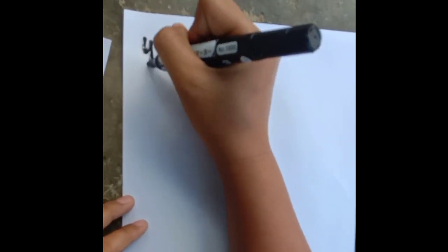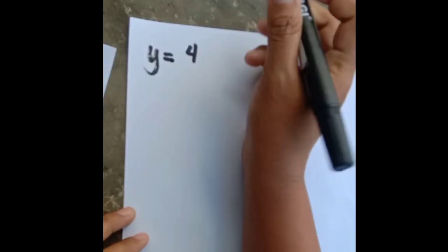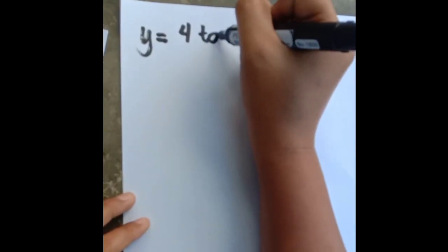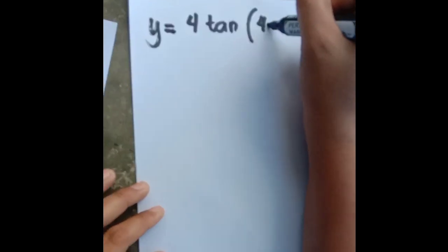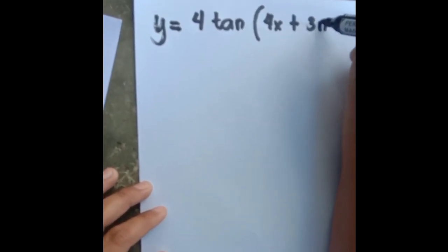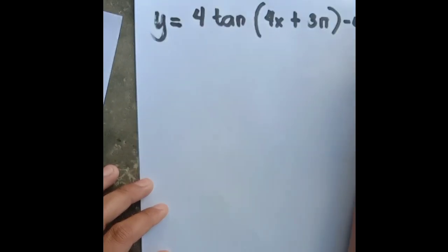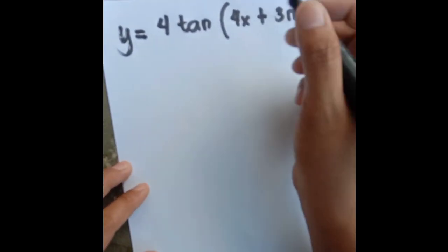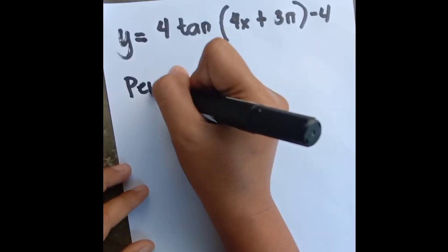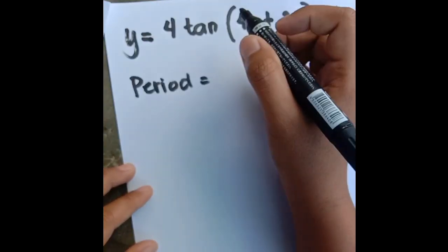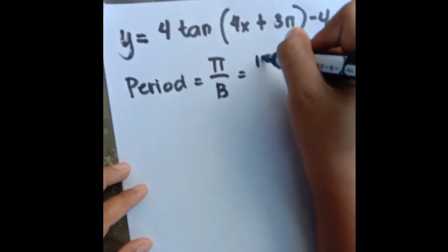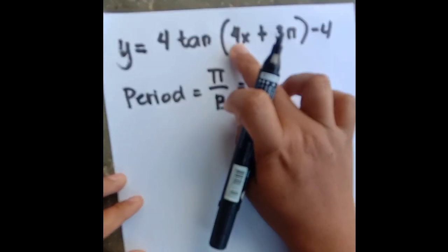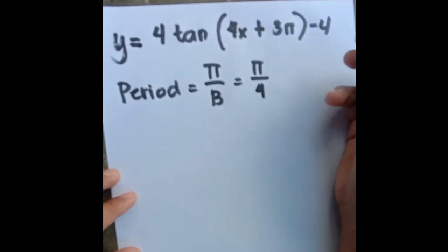Example of tangent is y equals 4 tangent times the quantity of 4x plus 3 pi minus 4. So get the period, which is having a formula of pi over b, then copy pi, then the b is 4, so put 4.